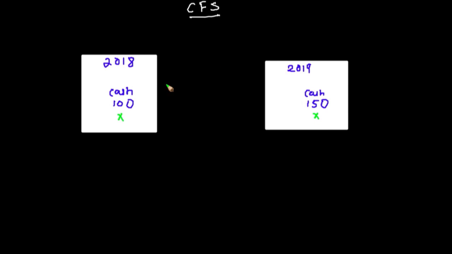Cash flow statement for 2019 is essentially about that incremental 50. You want to investigate that incremental 50. You want to understand how did my cash increase? What are the reasons why my cash increased? So you start investigating that difference in cash and you break down all the sources of cash into 3 parts.